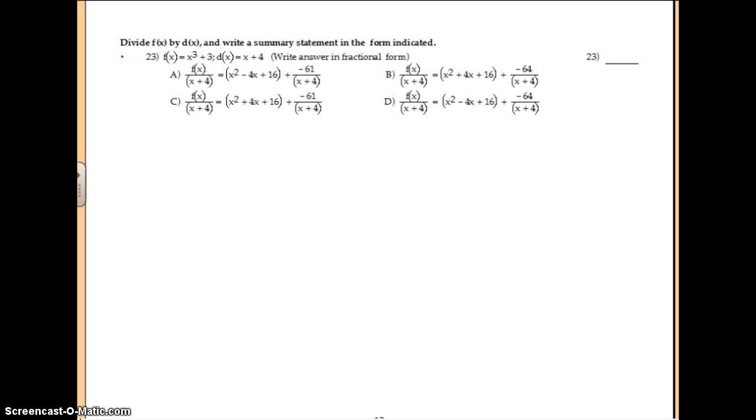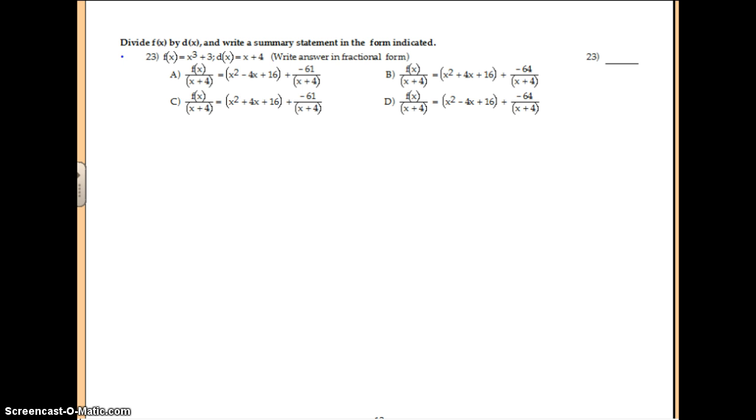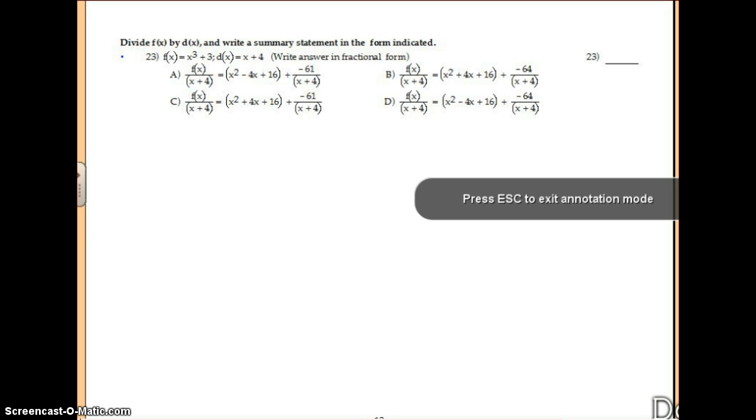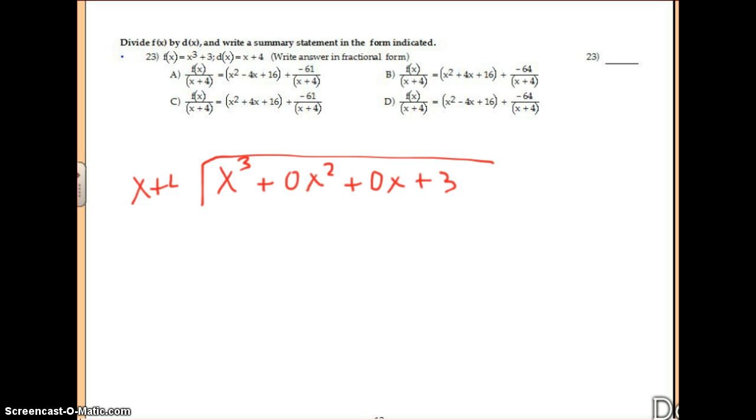Number 23, we're going to divide f of x by d of x. So a little bit of long division there. Start with your function. Make sure that you aren't missing any of the terms of that function. We have x cubed. We're missing the x squared, so that's 0x squared plus 0x plus 3. And we want to divide that by x plus 4. So I need x squared in the numerator. That would be x cubed plus 4x squared, and we want to subtract those terms.